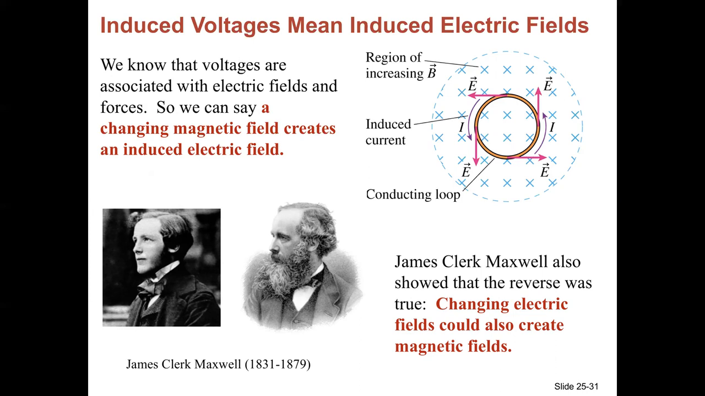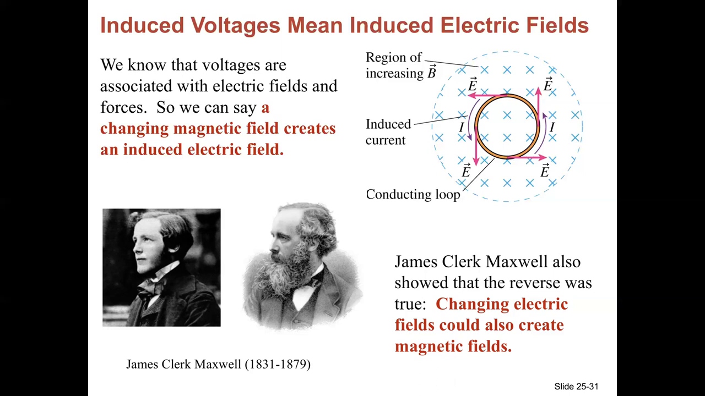Maxwell said that this effect could happen in reverse. If we could change an electric field, that could also create a magnetic field, kind of by the inverse process. That reverse or inverse law is called the Maxwell-Ampere law. Though we're not going to cover it mathematically in class, we just kind of want to take the concept.